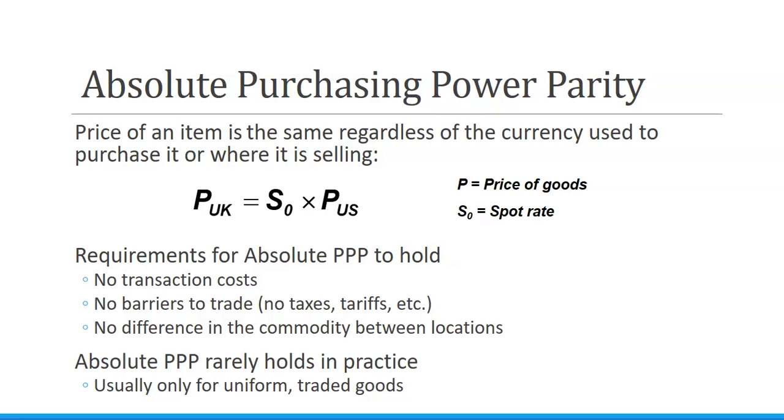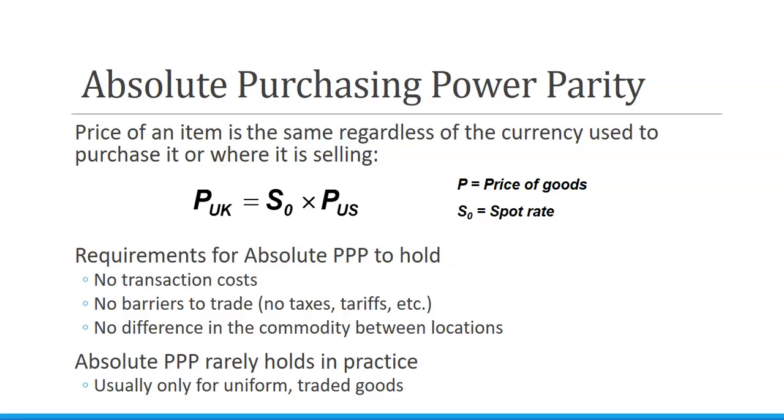This first one is called absolute purchasing power parity, where the price of an item is the same regardless of the currency used to purchase it or where it is selling. So the requirement for absolute purchasing power parity to hold is that there are no transaction costs, there are no barriers to trade, no taxes, tariffs, etc., and that there's no difference in the commodity between locations. This absolute purchasing power parity rarely holds in practice.